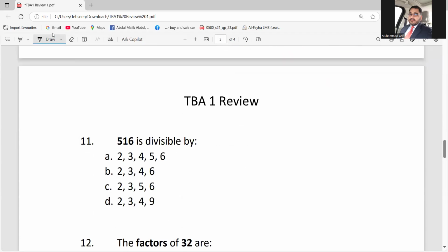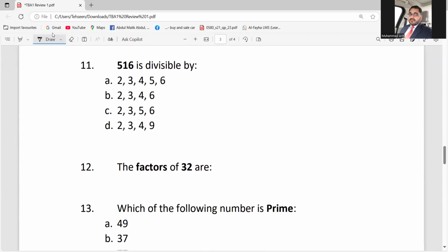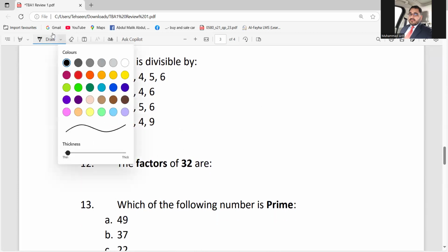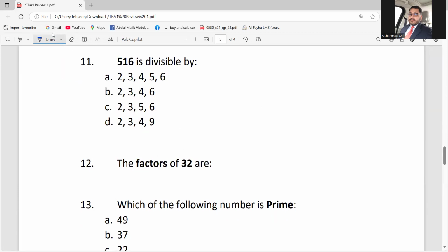Now, the next question is question number 11. Question 11 is: 516 is divisible by. First of all, I have to tell you the rules for how to check whether a number is divisible by 2, 3, 4, 5, 6, 9.